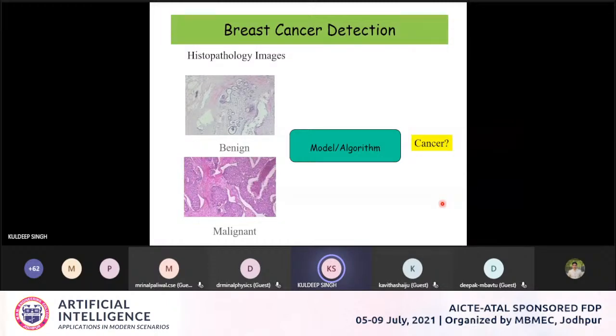Another test case is detection of breast cancer, and the medical modality which is being used is histopathology images. These are basically the microscopic images of your tissue. The model takes these histopathology images as input, and it detects whether the image is benign or malignant, whether there are some kind of cancerous symptoms in these images or not.